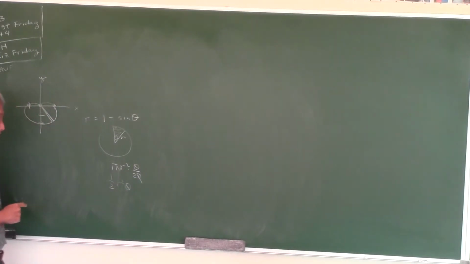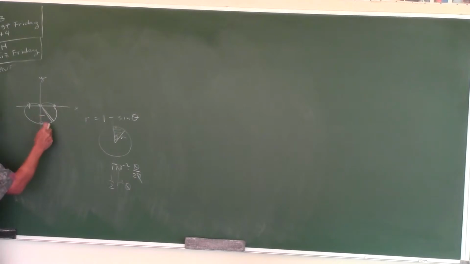That's how you find the area of a sector, but this is a sector of infinitesimal width, so this angle there is infinitesimally small. So it's one half r squared d theta. Does that sound familiar from BC last year?